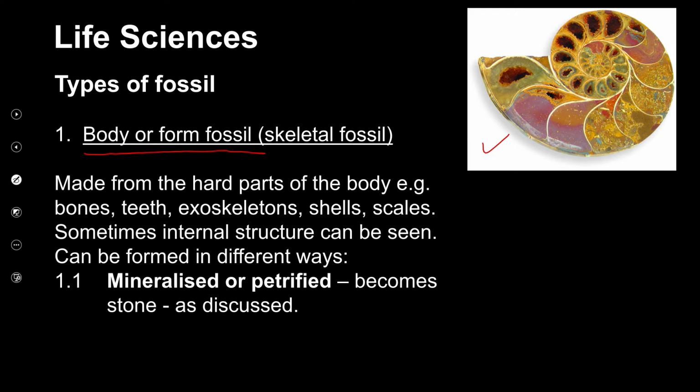Body fossils can only form from the hard parts. And sometimes, as in this example, the fossilization actually shows you that the animal's body, when it was alive, was made of lots of little compartments. So sometimes you can see internal detail. The most common fossils are the ones shown here, what we call mineralized or petrified fossils, where bones become stone.